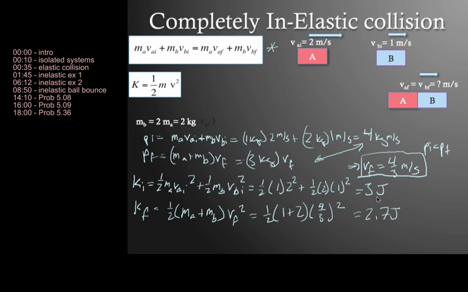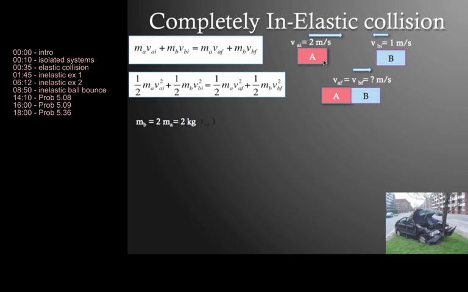So initially we had 3 joules of energy. After this collision we had 2.7. So you could go, well, delta K is final minus initial, 0.3 joules. That's not such a big deal. But to a physicist it is.